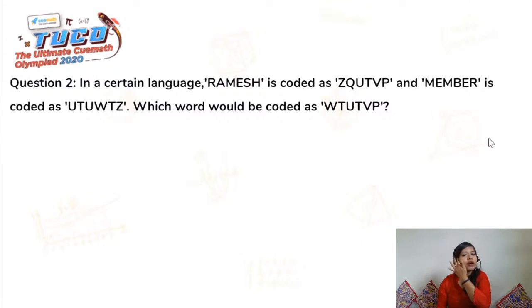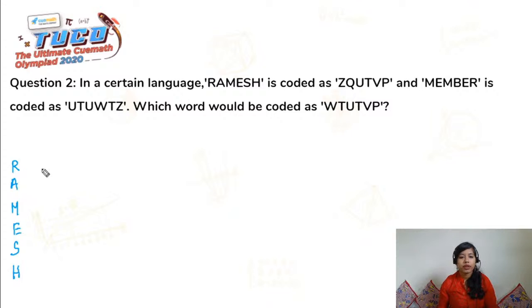So in a certain language, Ramesh is coded as ZQUTVP and member is coded as UTUWTZ. Which word would be coded as WTUTVP? Alright. So for this, let me quickly write down all the data that's given to us. Let's start with Ramesh.